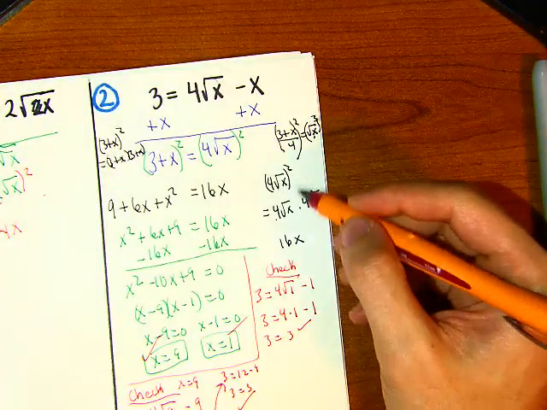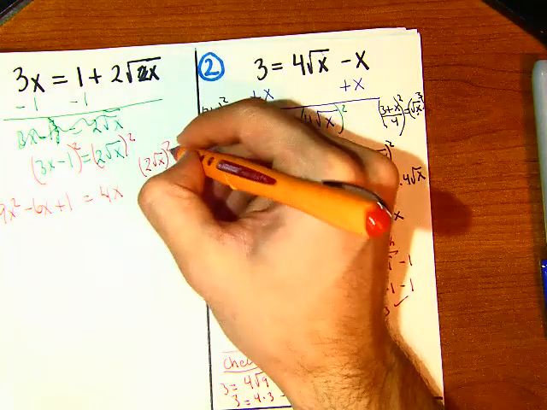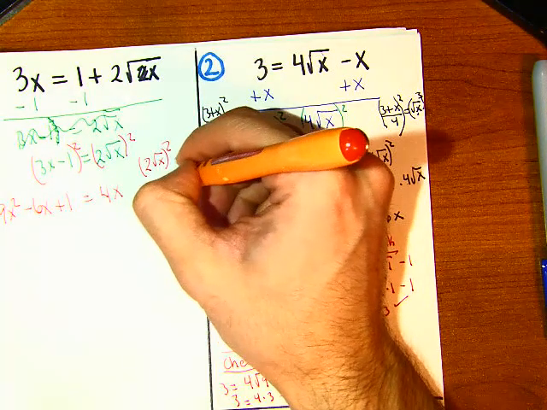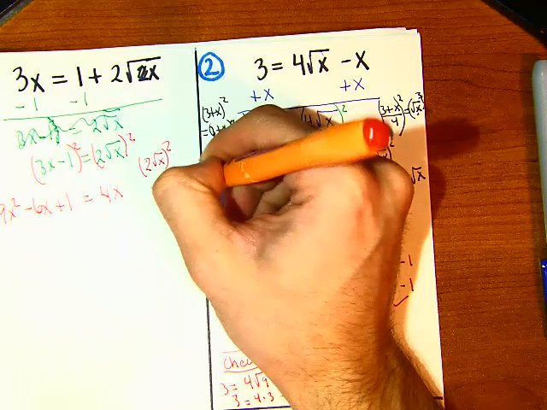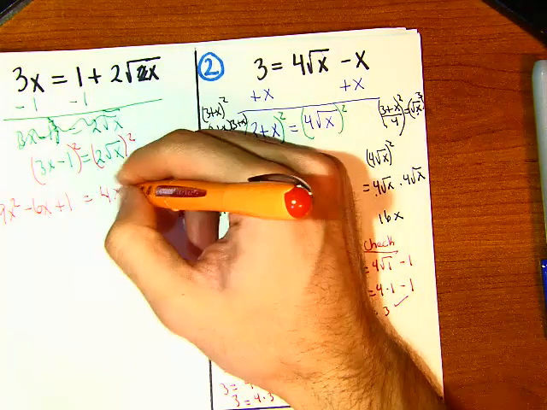Okay? Because here, remember, it's the same idea as what we did here. Remember, 2 square root of x squared is just equal to 2 square root of x times 2 square root of x. 2 times 2 is 4. Square root of x times square root of x is x. And that's equal to that.